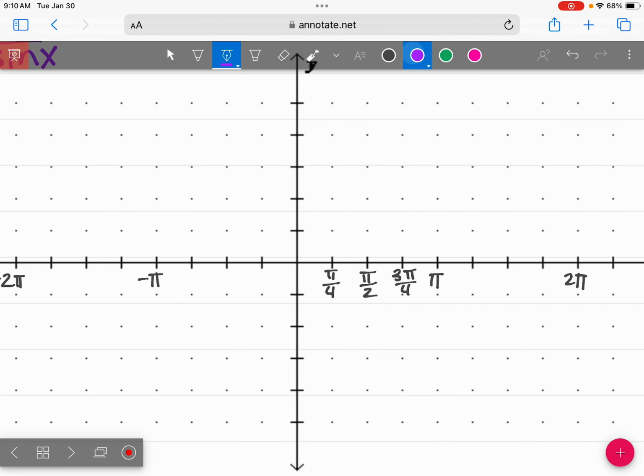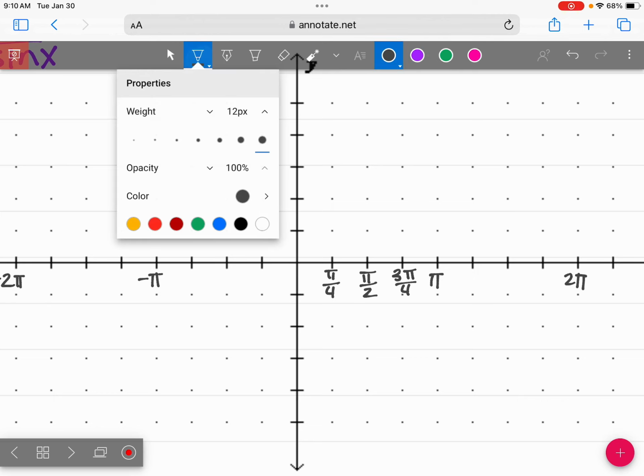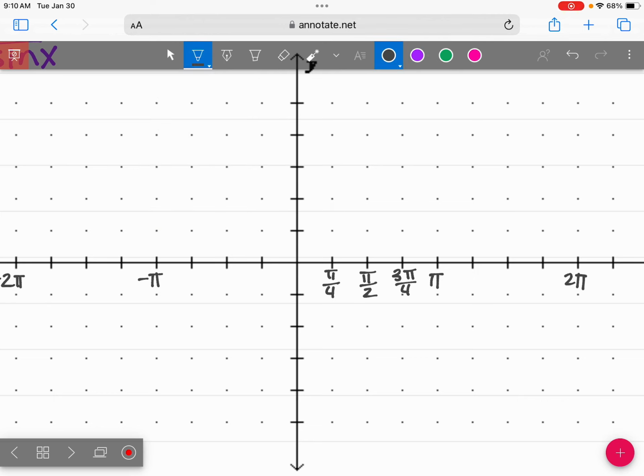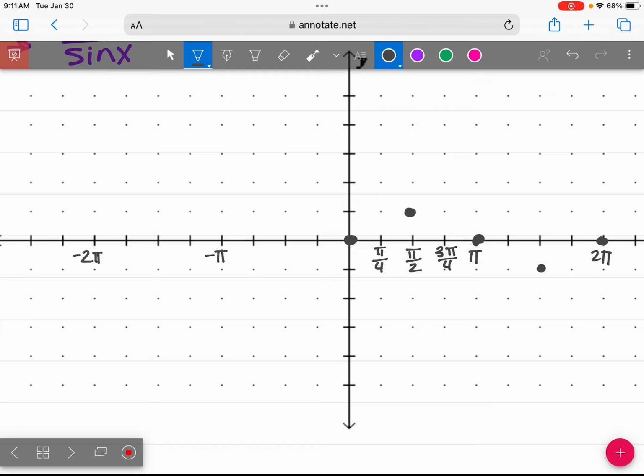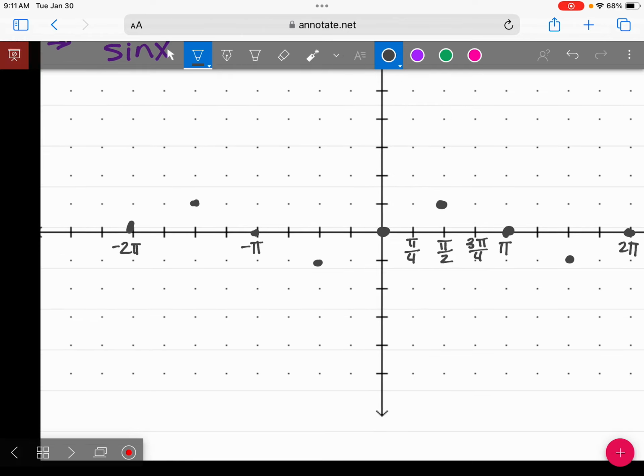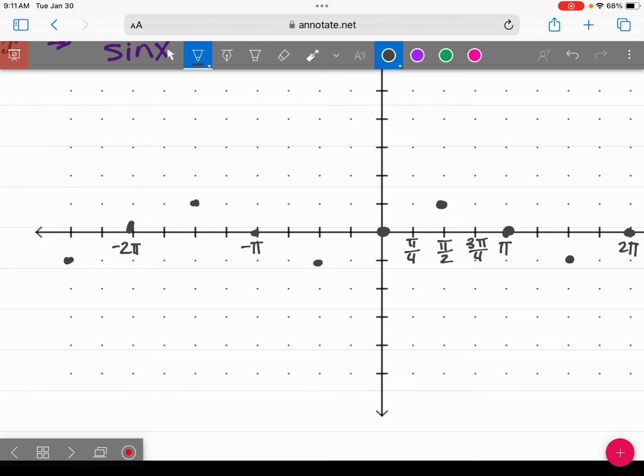So sine, we know, starts at 0. Let's see, let me get my proper graph. And winds up at 0 again at pi, and at 0 again at 2 pi. And halfway between, it's at 1. So this is sine.